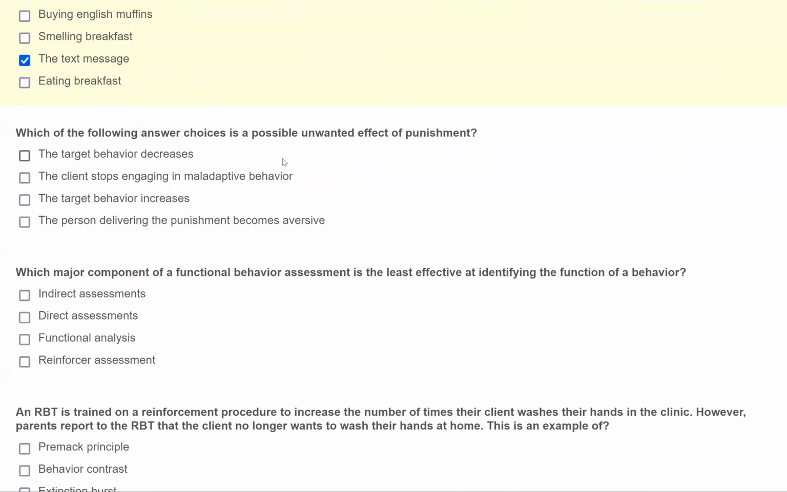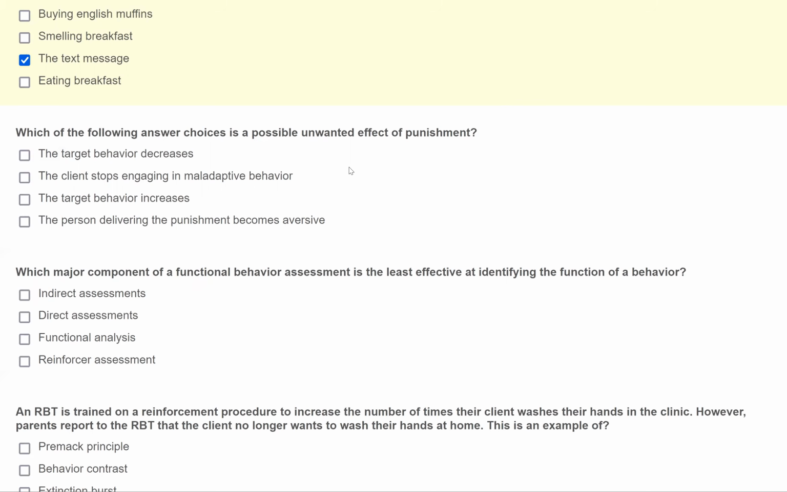Which of the following answer choices is a possible unwanted effect of punishment? All right. We're looking for an unwanted effect of punishment. Hardest part about this question is reading the question carefully. Okay. So we're looking at punishment. We're looking for something unwanted about punishment. Well, what do you know about punishment? Punishment, our goal is to decrease behavior, right? We're adding an aversive or taking away something in response to a behavior, with the goal of reducing behavior.